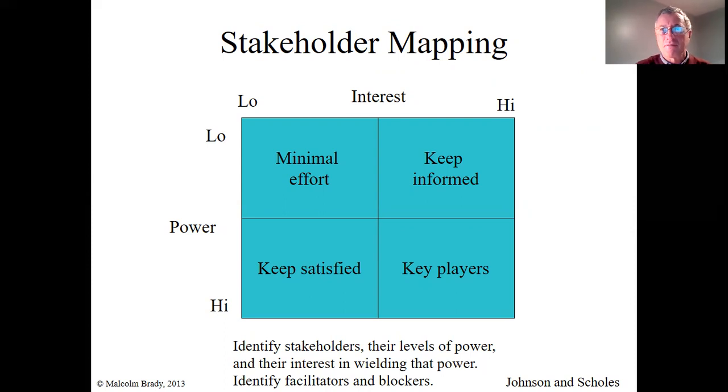So the key players are telling you that they're the ones you really need to keep in touch with, because they will have influence and interest in your organization. Whereas the minimal effort, again, implies just possibly just keeping in touch with, but not much more. Okay, so different stakeholders require different levels of effort on your part.